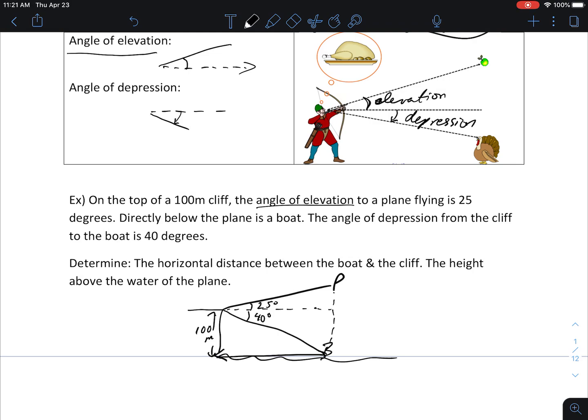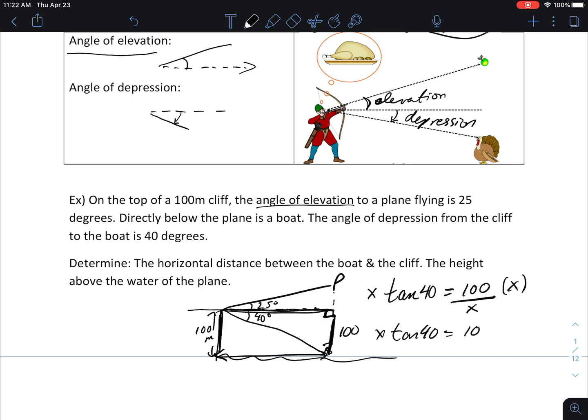And we are asked to determine the horizontal distance between the boat and the cliff. So we're looking for this distance here. And hopefully you'll see that my right angle is up here. And really, what I'm looking for is this side that I've just darkened right there. And this is 100 as well. This side corresponds to this cliff. So I'm going to use the tangent ratio here. Tangent of 40 degrees is opposite 100 over adjacent. And I'm going to call this length here just x.